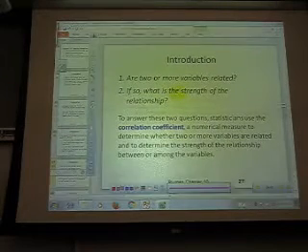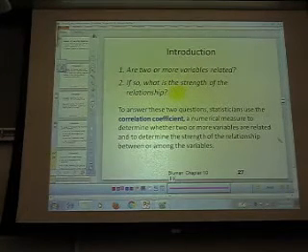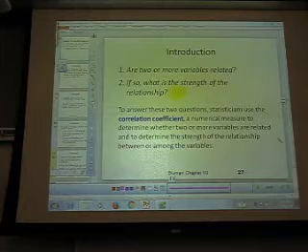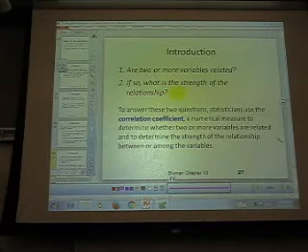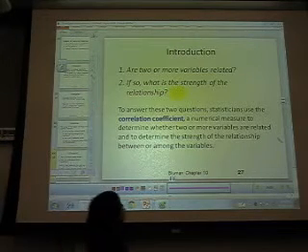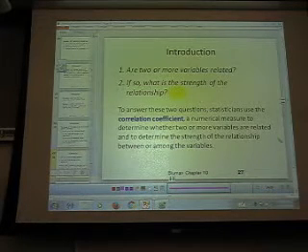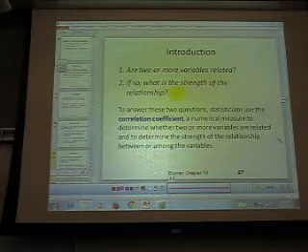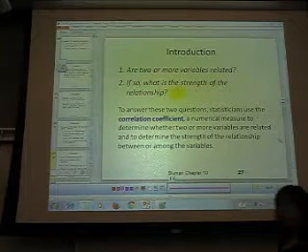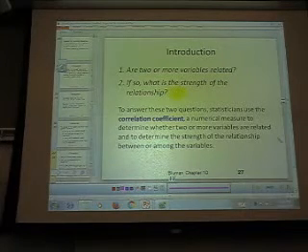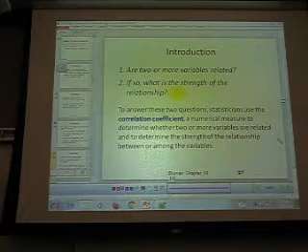Are two or more variables related? If so, what's the strength of that relationship? To answer those, we use what's called a correlation coefficient. It's a numerical measure to determine whether or not two or more variables are related and determine the strength of the relationship between or among the variables. So correlation coefficient, we're going to be using that. We're looking at that.